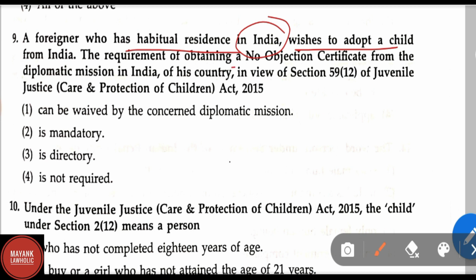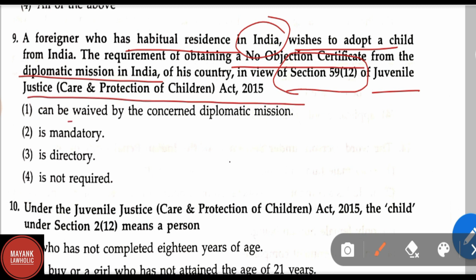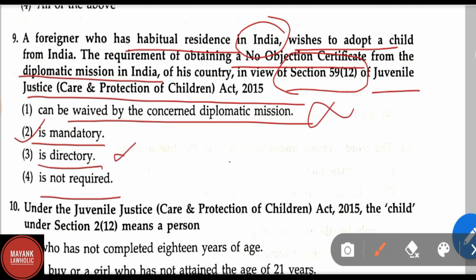The requirement for obtaining a no objection certificate (NOC) from the diplomatic mission in India of his country, in view of Section 59 clause 12 of the Juvenile Justice Care and Protection of Children Act 2015. Option 1: can be waived by the concerned diplomatic mission. Second is mandatory. Third is directory. Fourth is not required. Here the correct answer is mandatory. It cannot be waived, is not directory, and is not required.